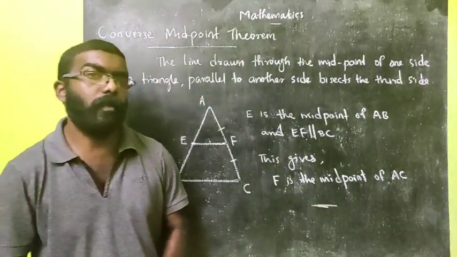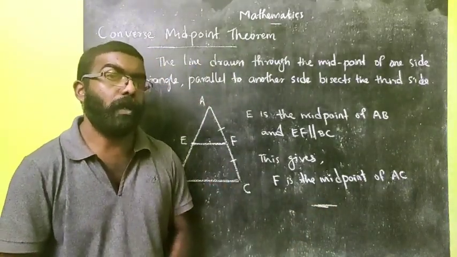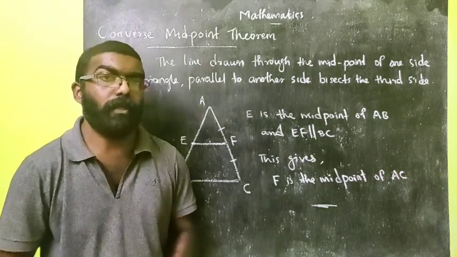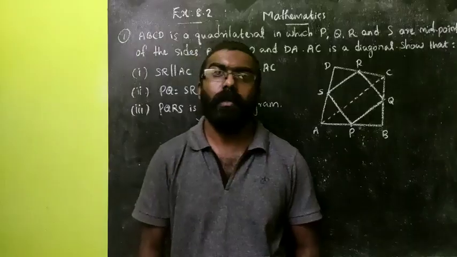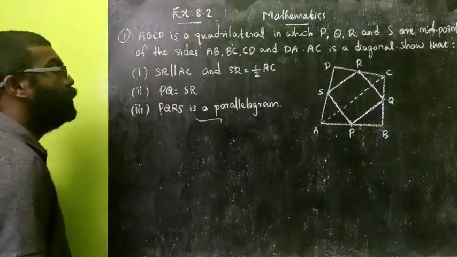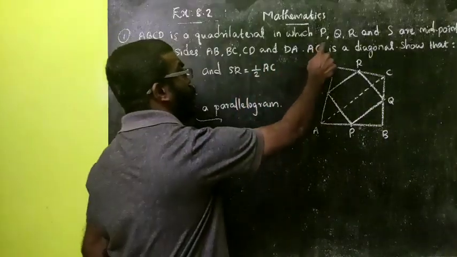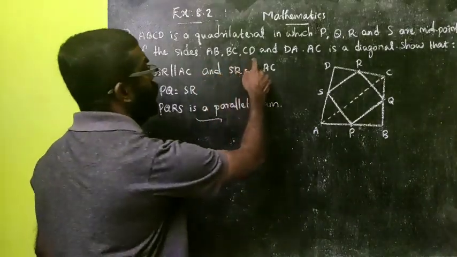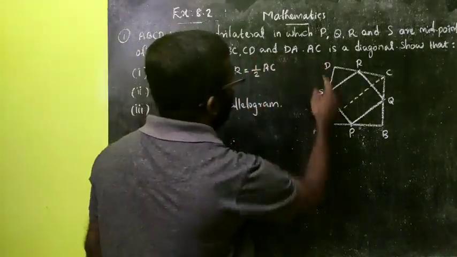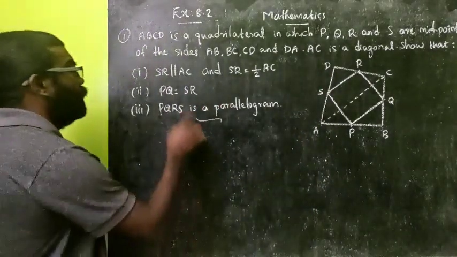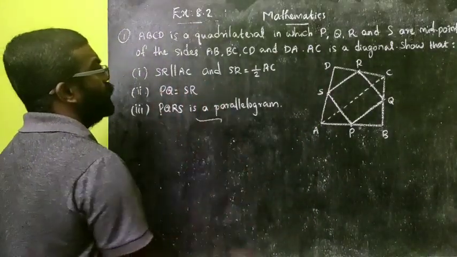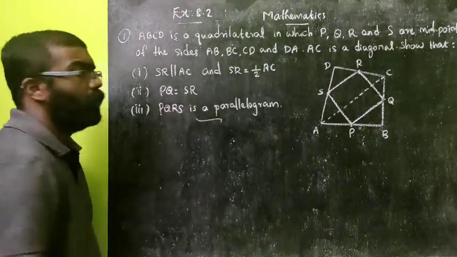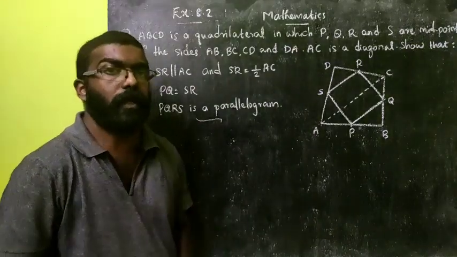So the next exercise is related to these 2 theorems, the midpoint theorem and the converse of the midpoint theorem. Let's move on to exercise 8.2. Here the first question is, ABCD is a quadrilateral in which P, Q, R and S are midpoints of the sides AB, BC, CD and DA. AC is a diagonal. Show that first part, SR parallel to AC and SR equal to half AC. Second part, PQ equal to SR, and third part, PQRS is a parallelogram. So we can discuss one by one.